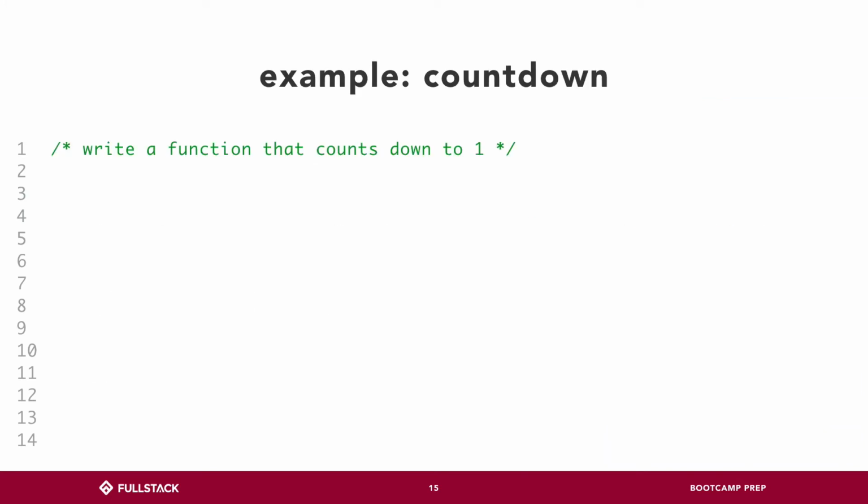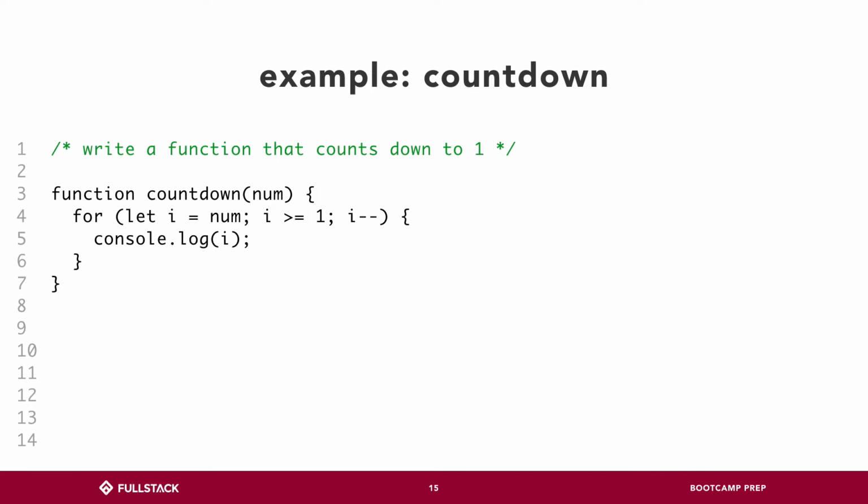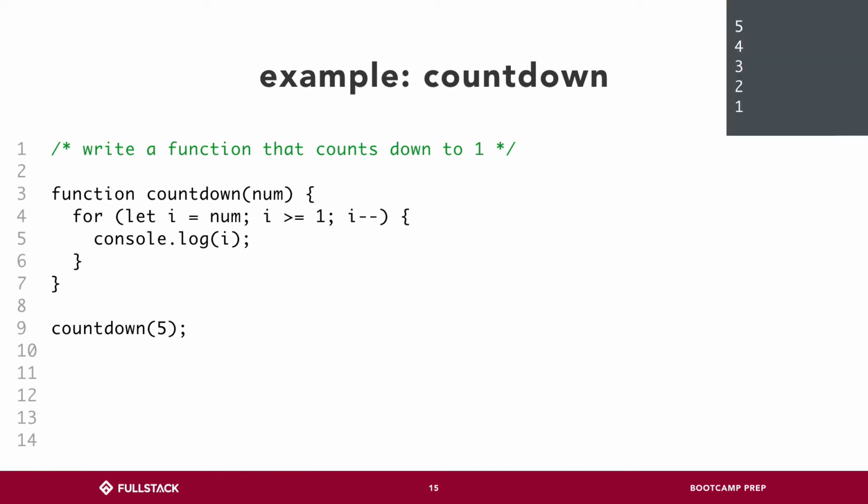Okay, so now that we understand the call stack, let's look at an example of counting down numbers, right? If we want a function that takes a number and counts down to 1, we can very easily do it with this for loop, right? Let i equal the number, i greater than or equal to 1, i minus minus, and just console log out i. Easy peasy. If we count down 5, we're going to get 5, 4, 3, 2, 1, right? So this is an example of the iterative version, using the for loop to count down.